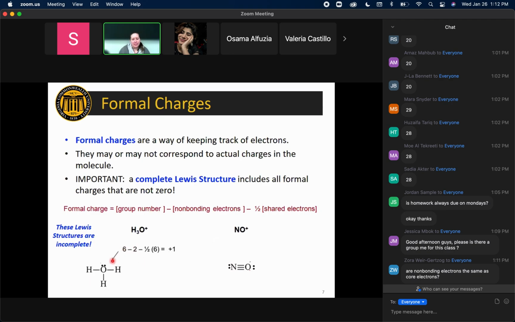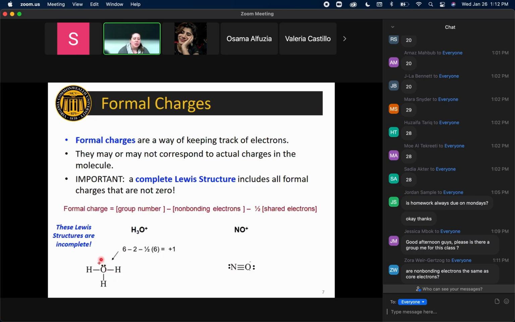Okay, so we've got 6 minus 2 and minus half of 6. That 6 here in the parentheses refers to the 6 electrons that are in the bonds, whereas this 6 here refers to the group number. So if we do that math, we get 1, and indeed, the formal charge on that oxygen atom is plus 1.